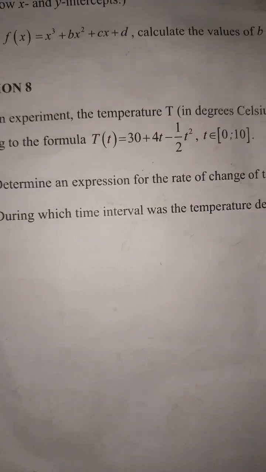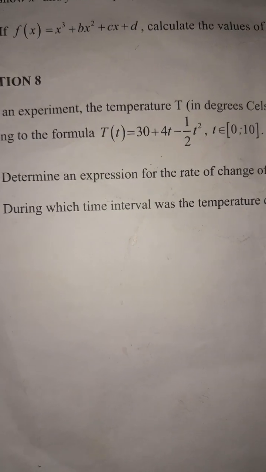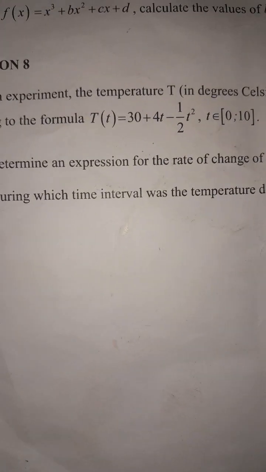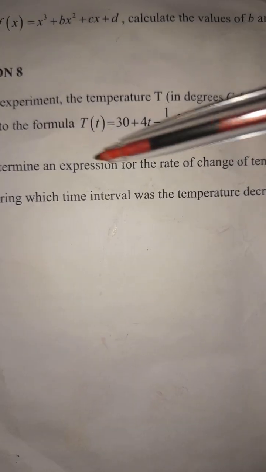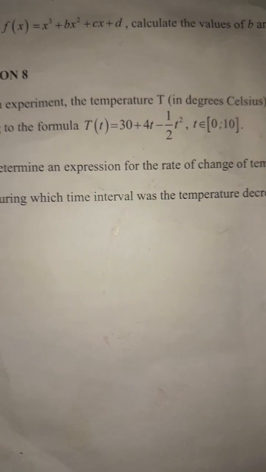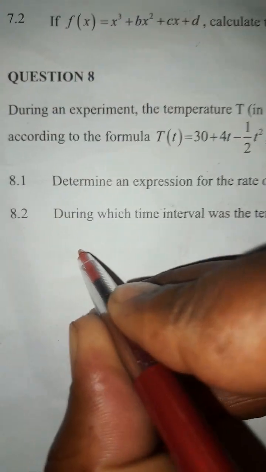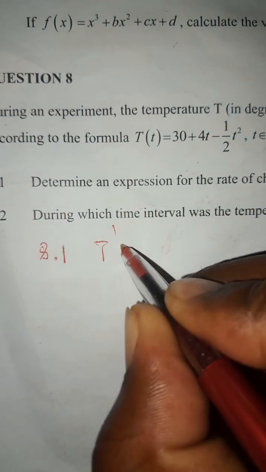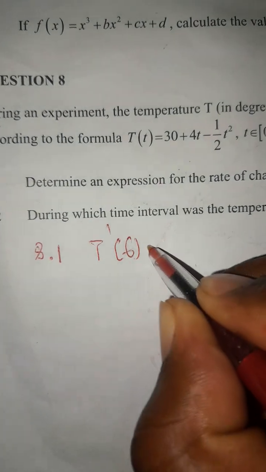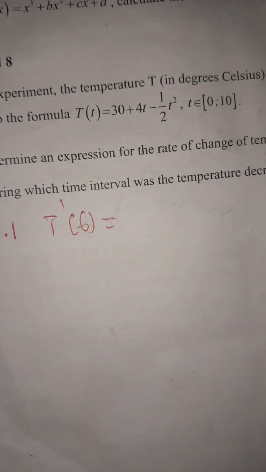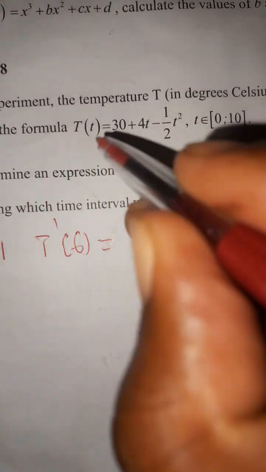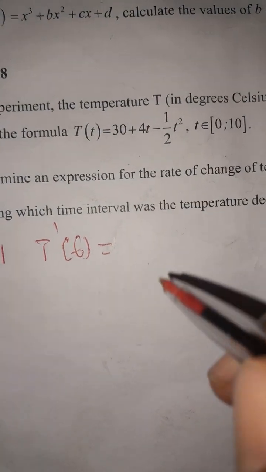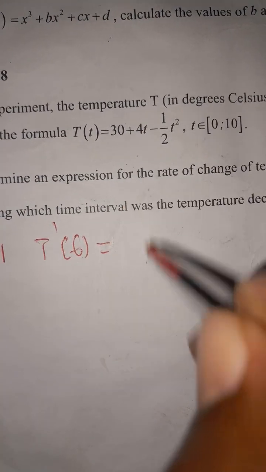To find an expression, guys, it's not that difficult. Since they said determine an expression for the rate of change, the rate of change is always going to be the first derivative. Let's start with 8.1. So we are going to say the derivative of T. What is the derivative of 30? That's 0. Derivative of 4t, that will be 4.